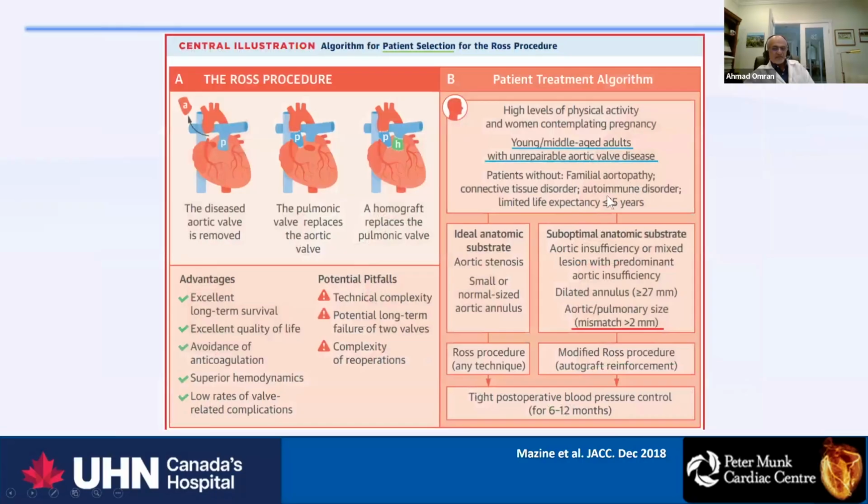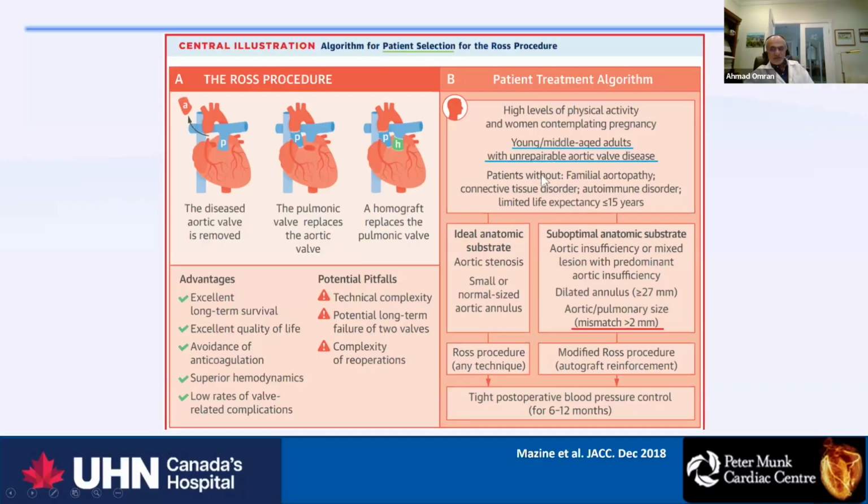This is again the paper of Dr. David: which patient is good for ROS? Almost every AS is good, but pure AS is the best, especially if they have a small annulus. But still, we keep this surgery for young patients. Below age 50 is okay. Now we are doing 50 to 60 as well. Rarely we do above 60.